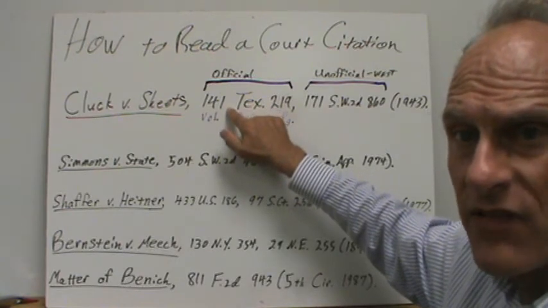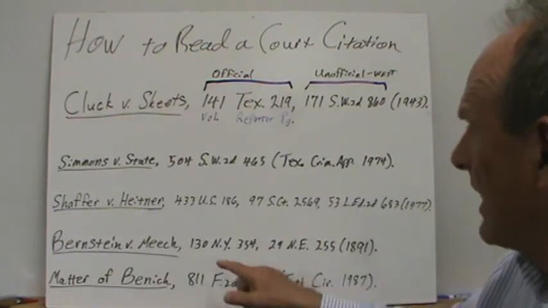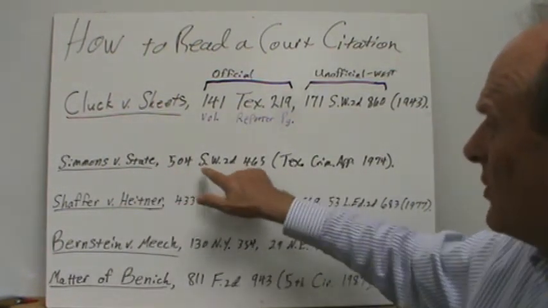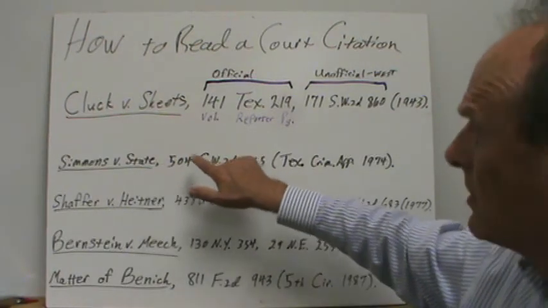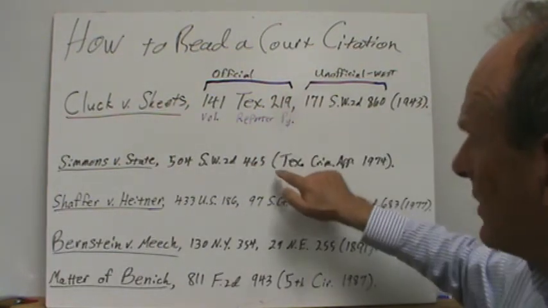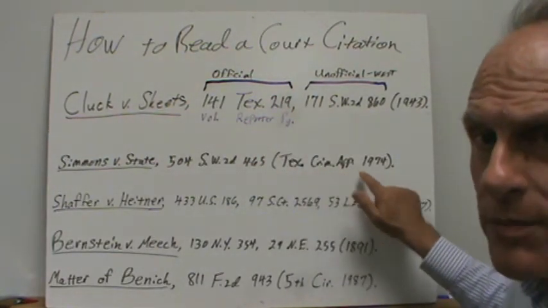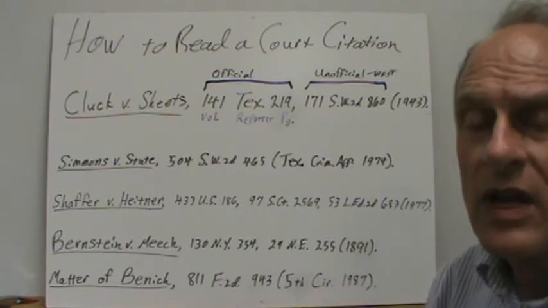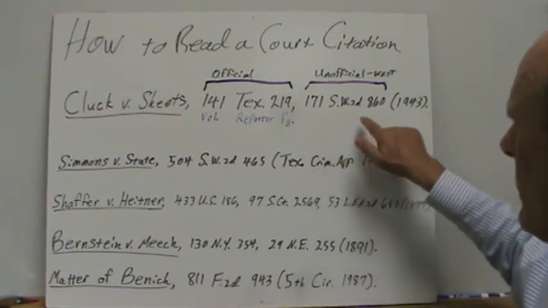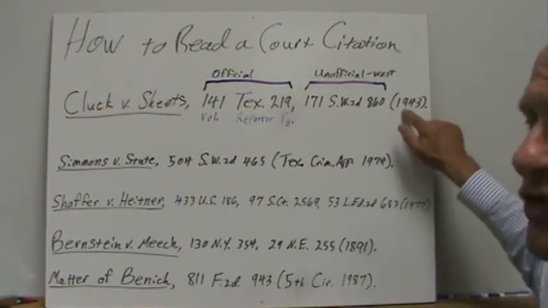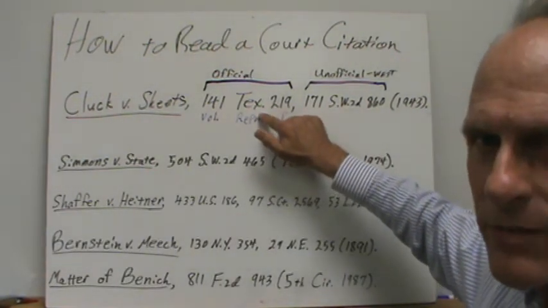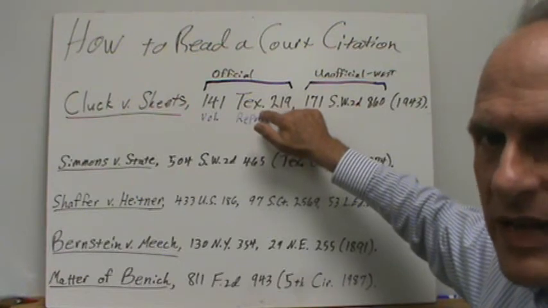But you don't always have an official reporter, and you'll see an example of that in this next one, Simmons versus State. It's also a Texas case. How do we know it's Texas? Well, notice it doesn't say Texas Reports, so we don't have that to go on. But it says in parentheses, Texas Criminal Appeals, which is the abbreviation for the Texas Court of Criminal Appeals. Why don't we have the Texas Supreme Court in parentheses up here? Well, we already know it's the Texas Supreme Court because that's the only thing that's in Texas Reports.